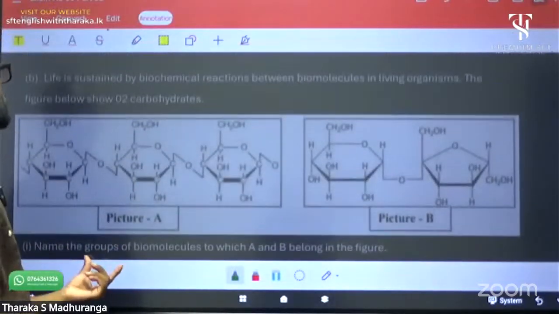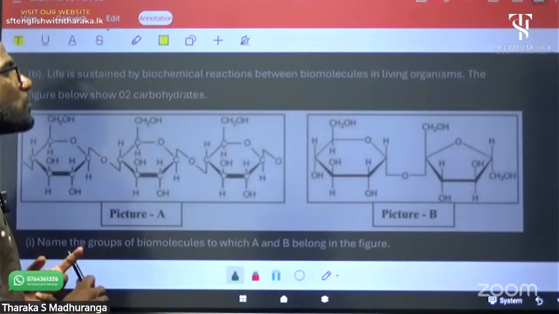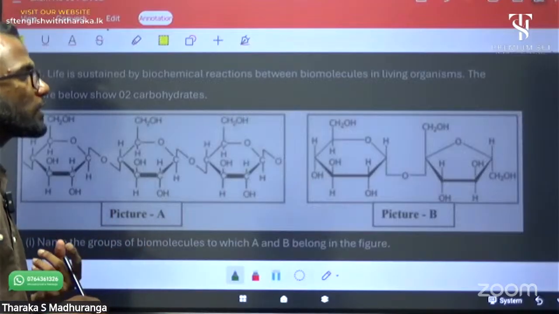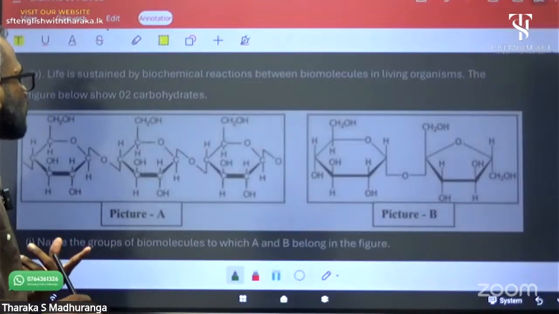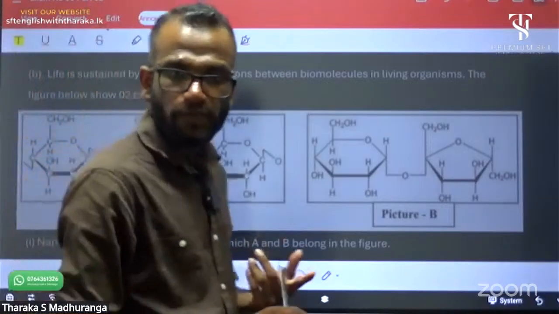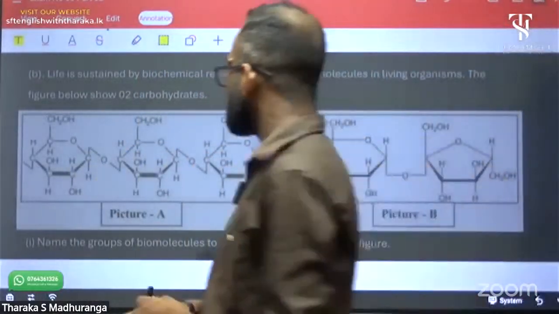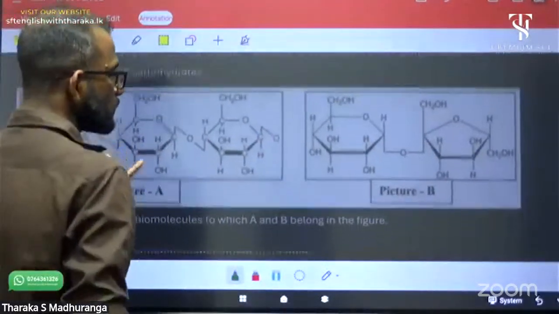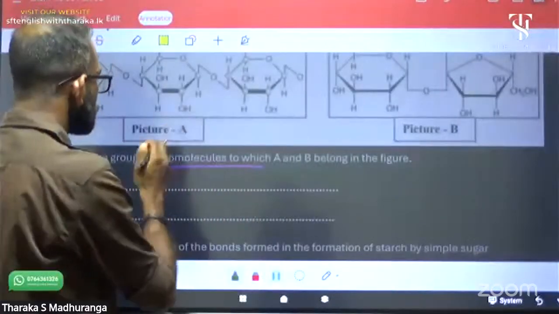Right. Part B. Life is sustained by reactions between biomolecules in living organisms. The figure shows two carbohydrate groups. Name the group of biomolecule to which A and B belong in the figure. Here they are asking about the groups of biomolecule.